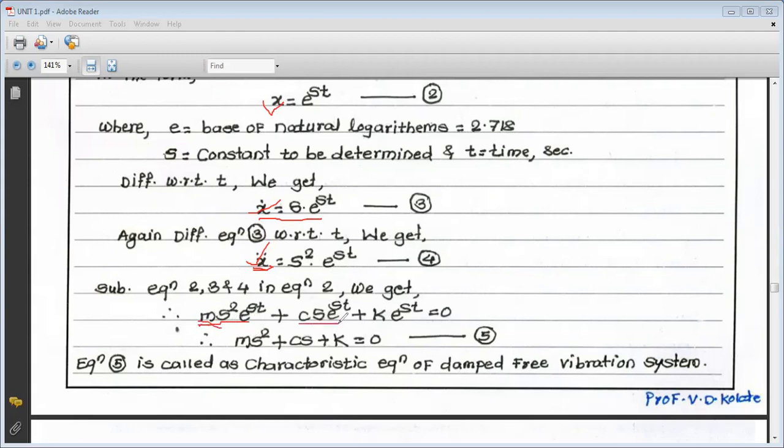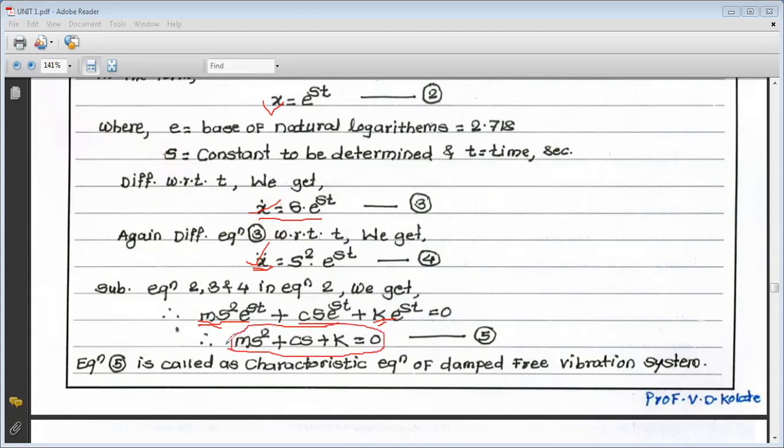Similarly c x dot, so c into s e raised to st, since the value of x dot is s e raised to st. And kx is k into e raised to st. Now e raised to st is common. So in the bracket what remains is m s square plus c s plus k, and the right hand side becomes 0. So your equation becomes m s square plus c s plus k is equal to 0.